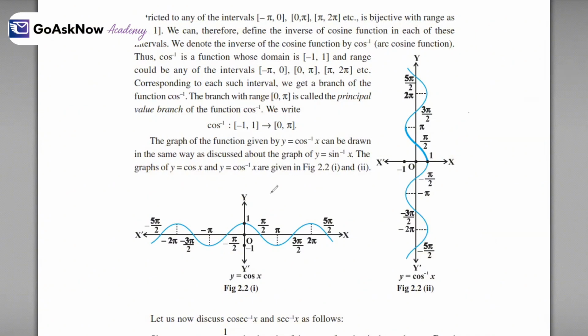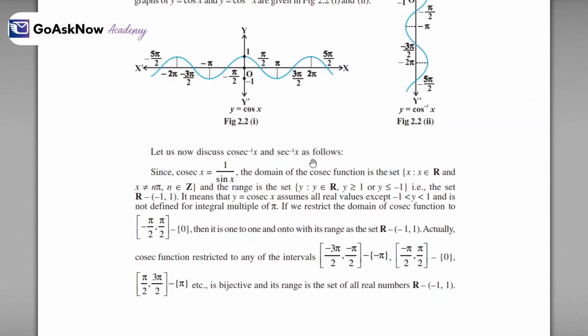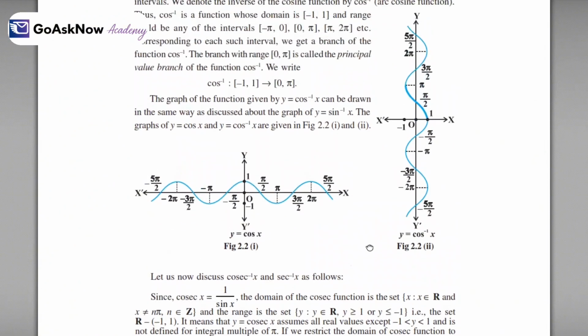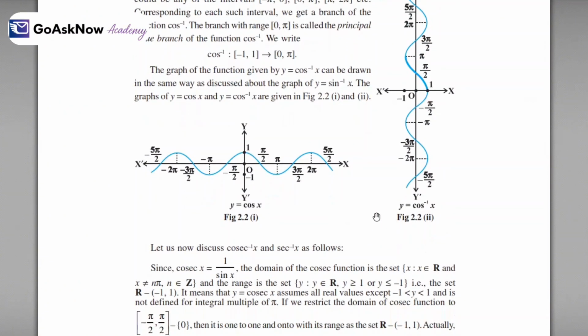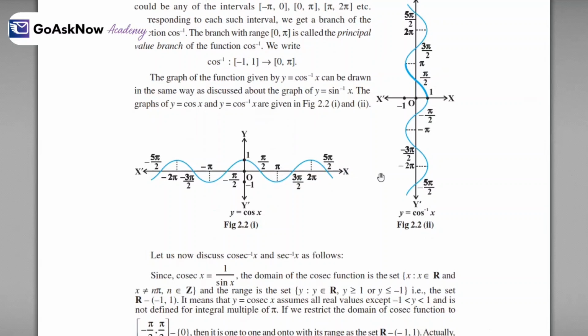So that is all about your sine inverse and cos inverse functions. Let us now discuss cosec inverse x and sec inverse x as follows. The most important inverse functions for you are cos inverse x and sin inverse x. Also tan inverse x is important, but sec inverse x and cosec inverse x are not so important. You should have some idea of that, but you must have the idea of cos inverse x, sin inverse x, and tan inverse x, which are really important for you.